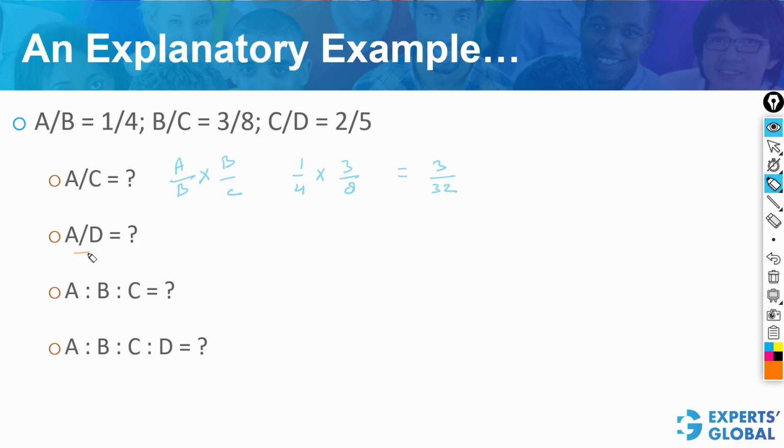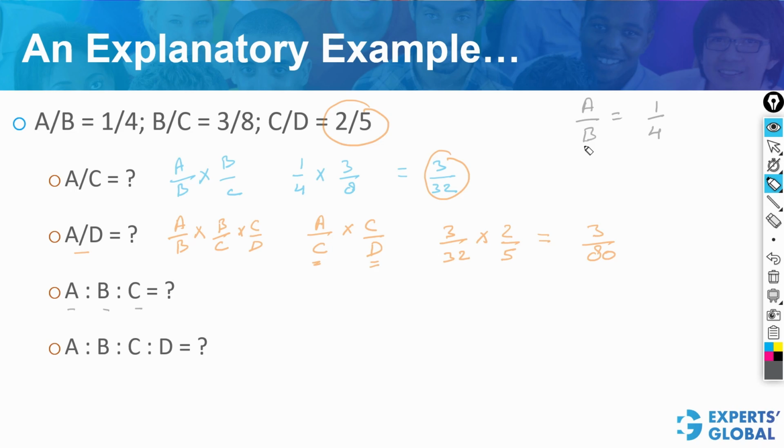Similarly, A by D can be determined as A by B times B by C times C by D, or simply A by C times C by D. We already have A by C here, so if we simply multiply A by C with C by D, we get A by D. Now ratio A to B to C. We know A by B is 1 by 4 and B by C is 3 by 8. See, B here is 4 and B here is 3.